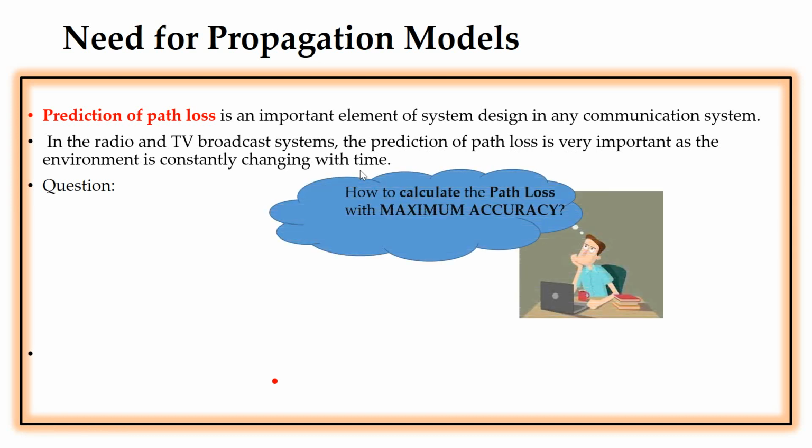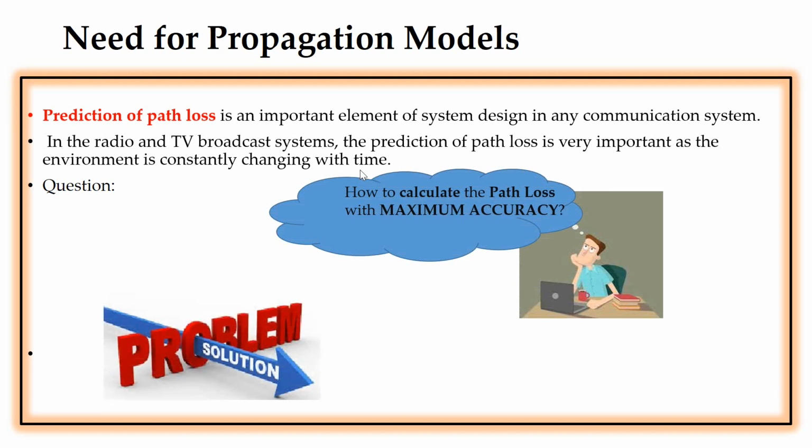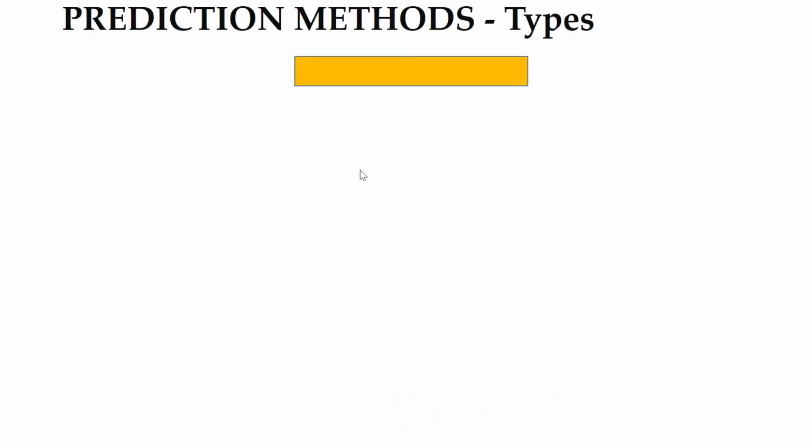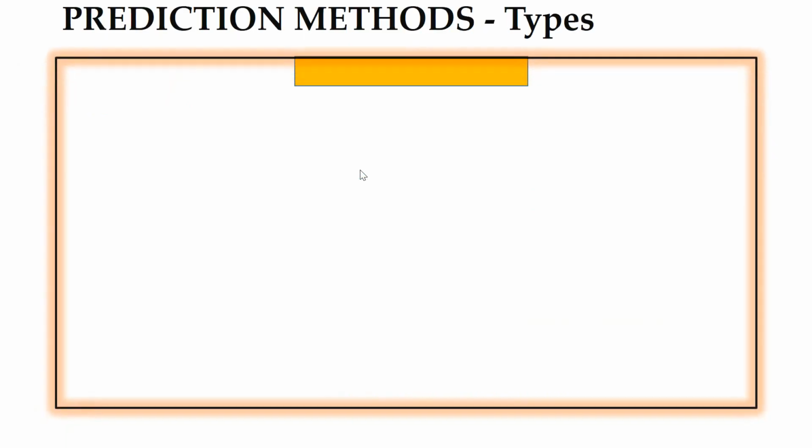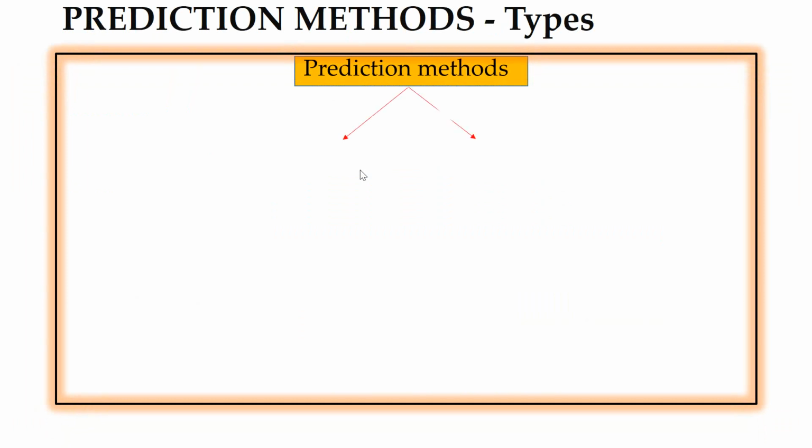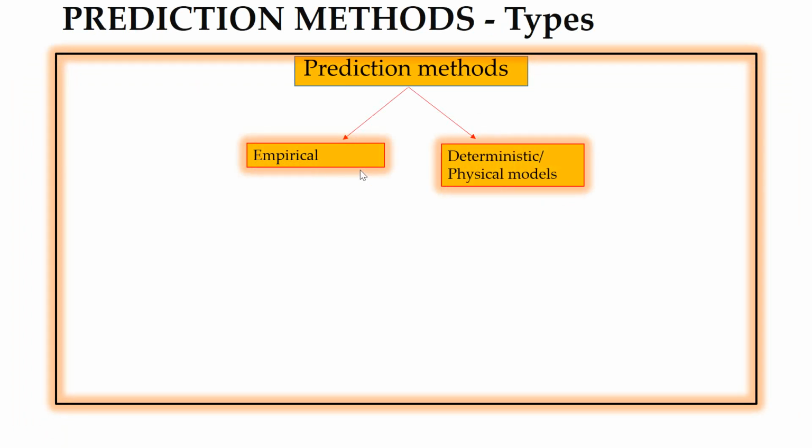What question is it? How to calculate the path loss with maximum accuracy? A solution to this problem is the propagation model. This propagation model, or the prediction method, has been further classified into two types. One is the empirical model and the next one is the deterministic model.